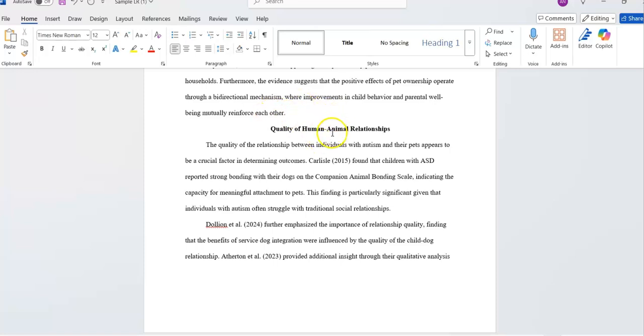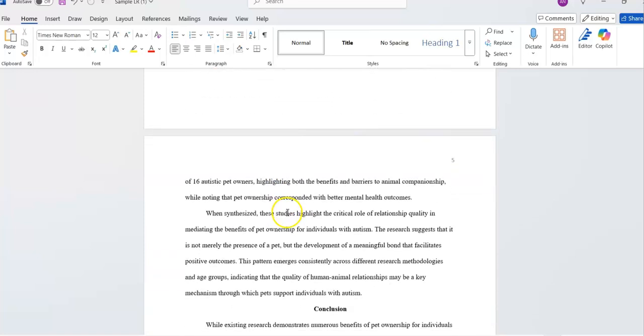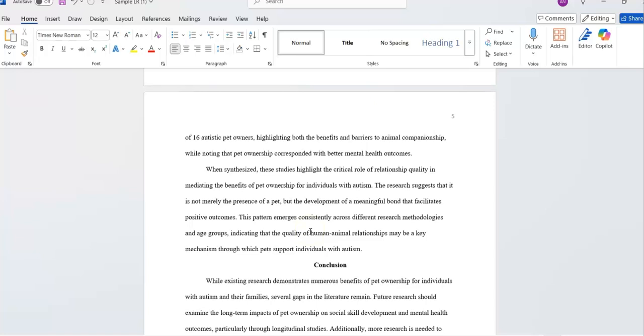Again, you do not need to transition because this does it for you. You got your level 1 heading, quality of relationship between individuals with autism and their pets to be a crucial factor in determining outcomes. That's your little explanation. You're going to launch into your first study, your second study, you have a third study, and here's your synthesis paragraph.